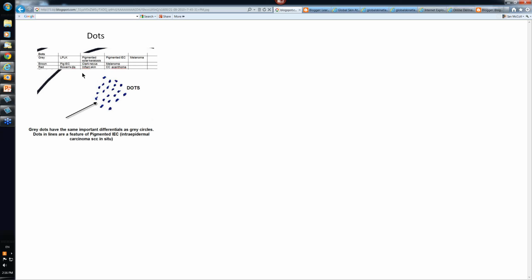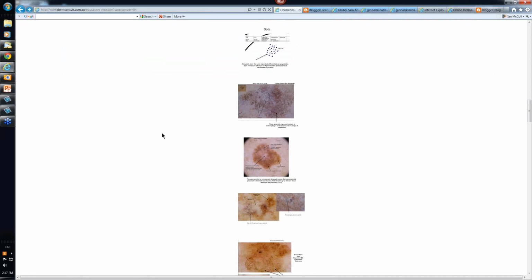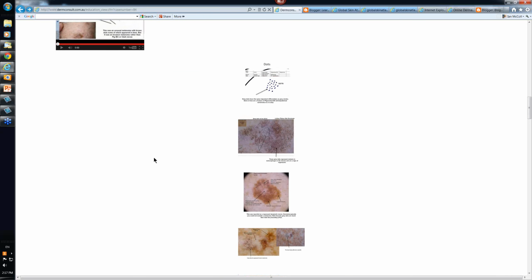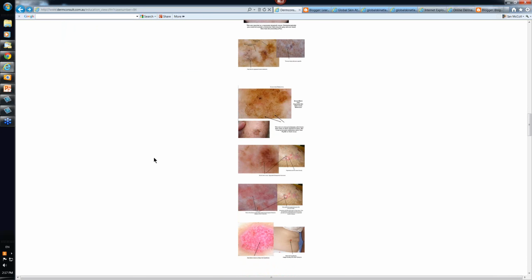And red dots: Bowen's disease, inflammatory skin disease, particularly psoriasis, particularly in the lower legs, and clear cell acanthoma will give you red dots, often dots in lines with this as well, the clear cell acanthoma. So, go through this and the video up there on dots and the different types. The grey dots, the brown dots, and the pink dots.